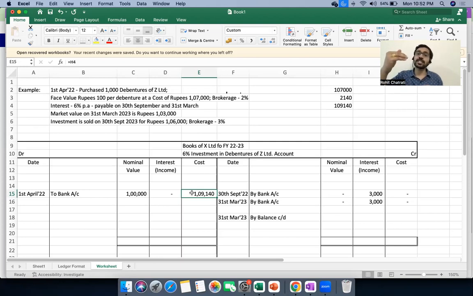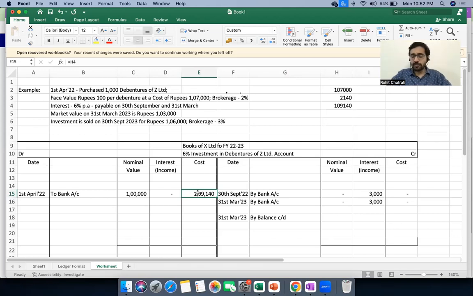Let us assume that this is a current investment. I've not written it in the question. Even in the illustrations that we're going to do forward, nowhere is it going to be mentioned that it's a current investment, but there is a presumption that it is a current investment unless anything else is mentioned. If the question explicitly states that it is a long-term investment, then fine. Otherwise, you presume that it is a current investment.